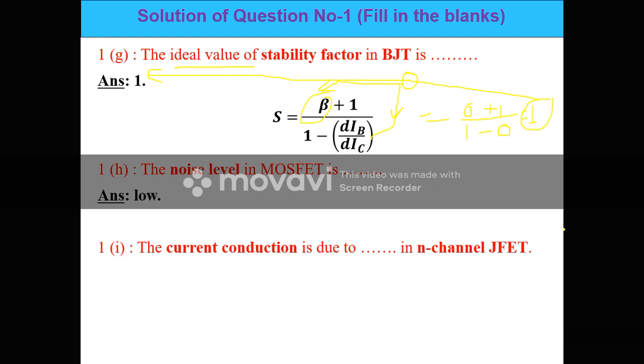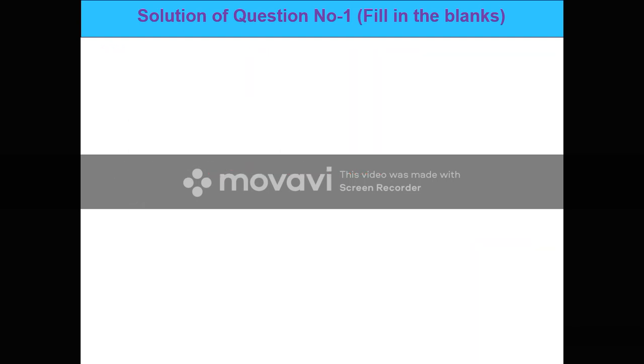The noise level in a MOSFET is low. The current conduction in an N-channel JFET is due to one type of carrier. The current conduction is due to one type of carrier in an N-channel MOSFET, and it may be either one type of carrier, maybe positive, maybe negative.